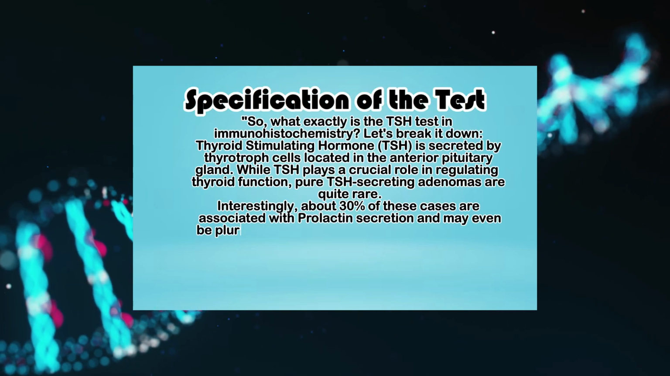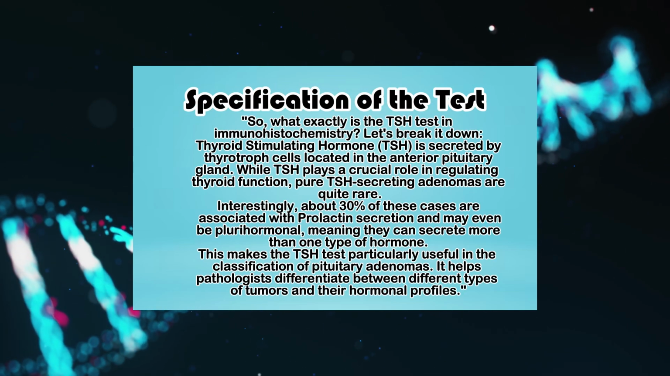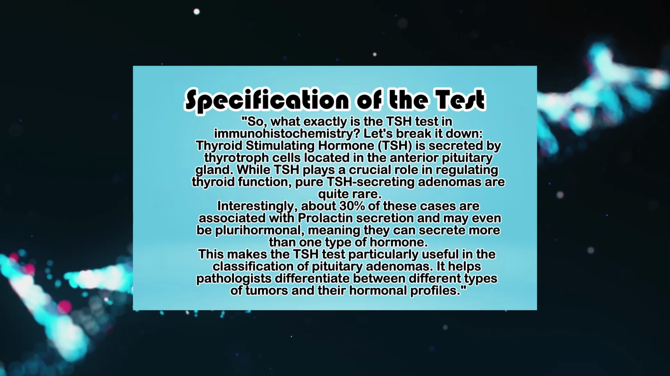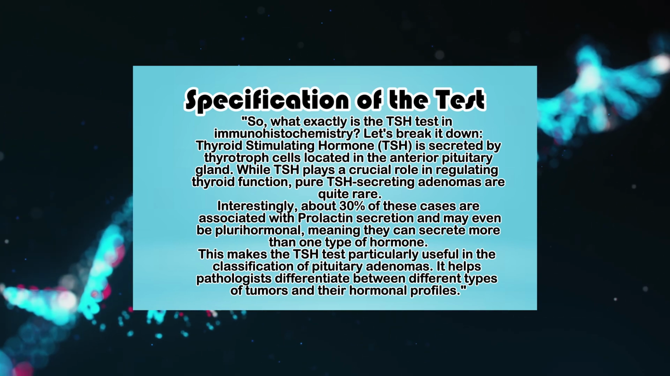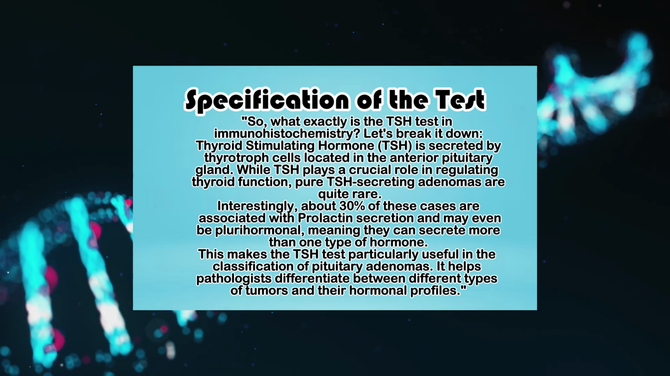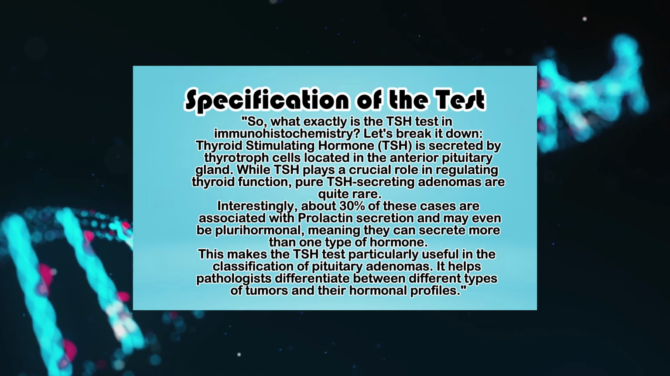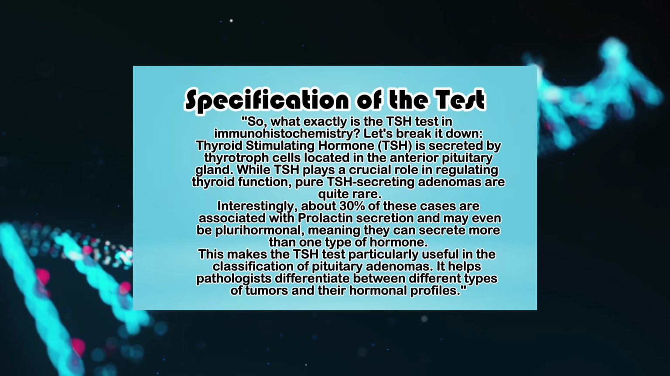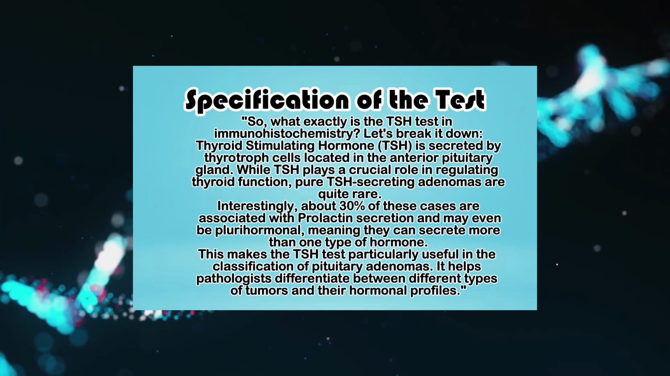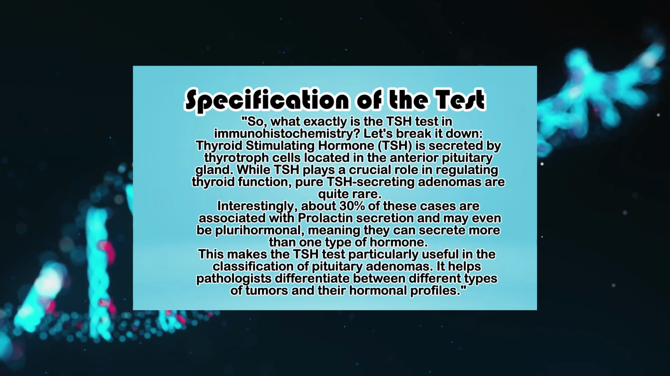Specification of the TSH test. So, what exactly is the TSH test in immunohistochemistry? Let's break it down. Thyroid Stimulating Hormone, TSH, is secreted by thyrotroph cells located in the anterior pituitary gland. While TSH plays a crucial role in regulating thyroid function, pure TSH-secreting adenomas are quite rare.